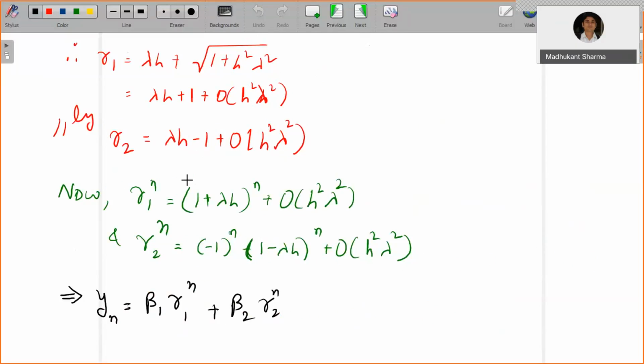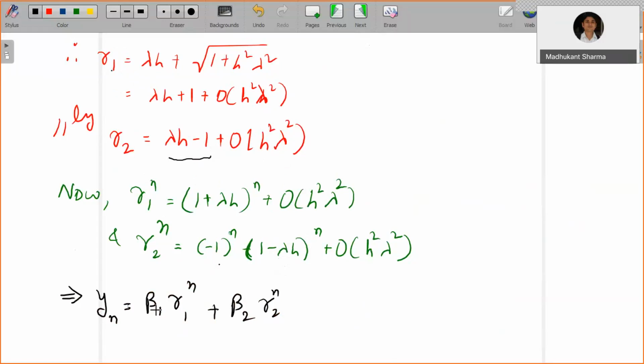Okay, right. Now look at the powers. In a similar manner, as we have done for e to the power x, here r1 to the power n will be (1 plus lambda h) to the power n plus O(h squared lambda squared), and r2 to the power n is (lambda h minus 1) to the power n plus O(h squared lambda squared), which you can write as (minus 1) to the power n times (1 minus lambda h) to the power n.